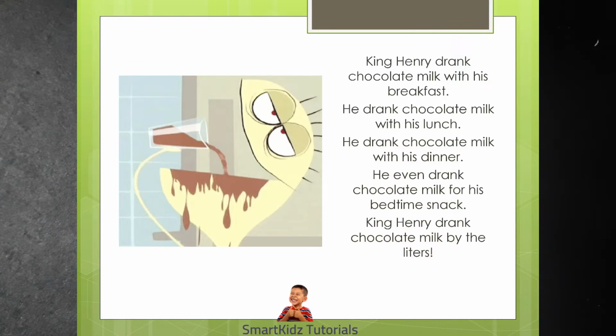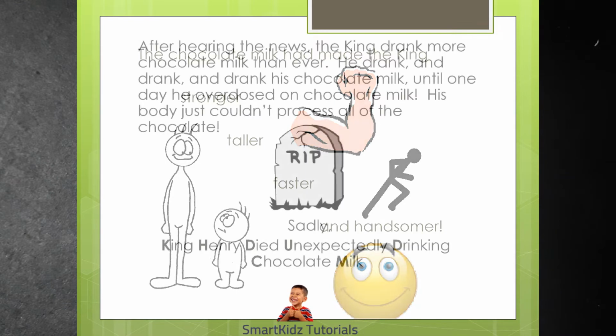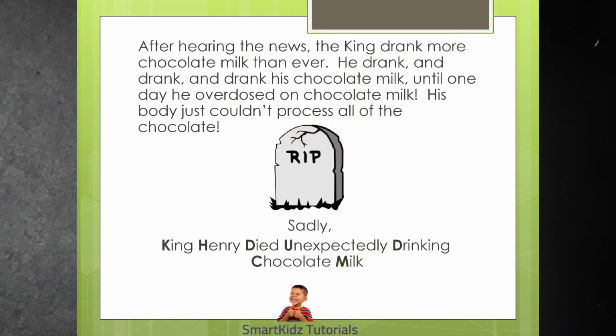Because of this chocolate milk, he also grew very healthy. But it became so much of an obsession. He went crazy about it and he kept drinking chocolate milk. And one day he got an overdose. That means he drank too much chocolate milk. He became too greedy and he died because of drinking too much chocolate milk.